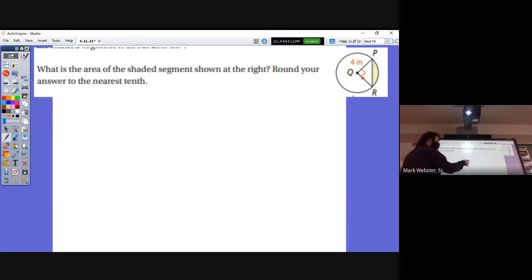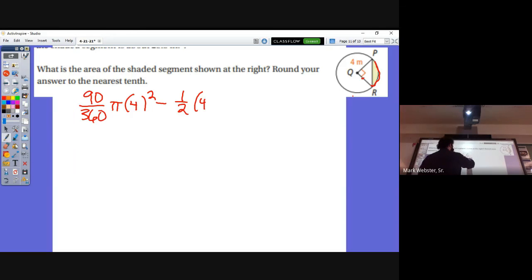All right, so we go through, we figure out, well, the radius is 4. The angle that we care about here is 90 degrees. So we can just throw that in. 90 out of 360 times pi, well, r is 4, so 4 squared, minus 1/2 r squared times the sine of 90 degrees. And actually, this one in particular comes out really, really nicely.